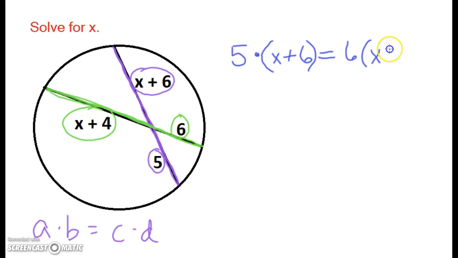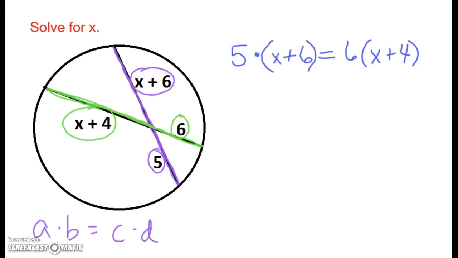Now, it's not really important what order they go in. Like I could have done x plus 6 times 5 and x plus 4 times 6. Or I could have done 6 times x plus 4 and equals x plus 6 times 5. It doesn't matter what order, because with multiplication you can switch the order. But I wrote it this way so that I would remember to do something.